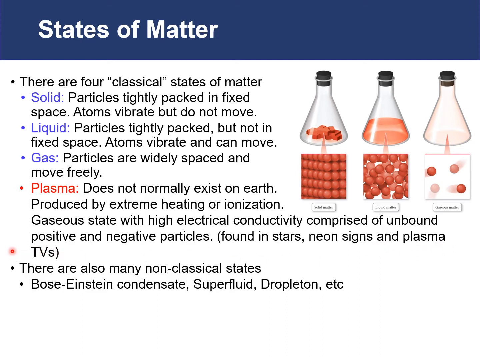Now, there are many different non-classical states that we will not get into. Some examples of these are Bose-Einstein condensates, superfluids, dropletons, which were discovered just recently in 2017, as well as some theoretical states, such as those that you would find in black holes or very, very high temperature situations in the cosmos.